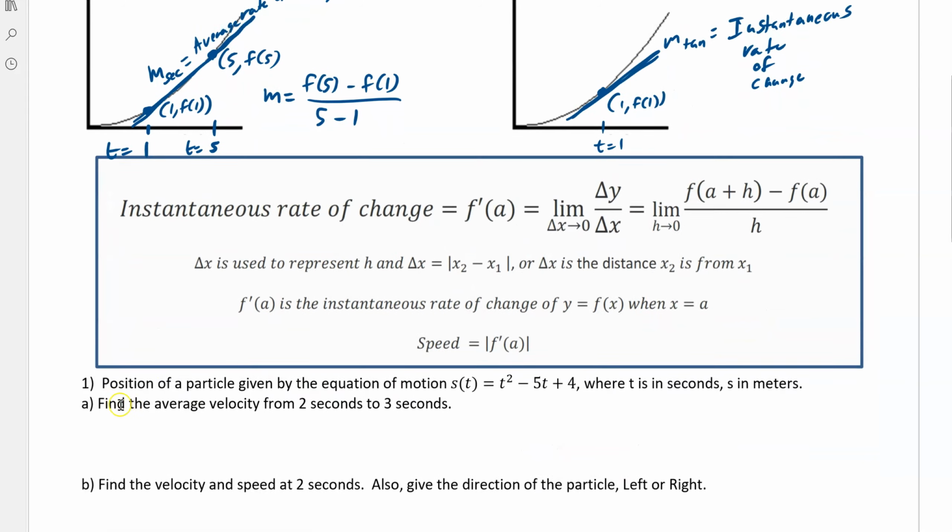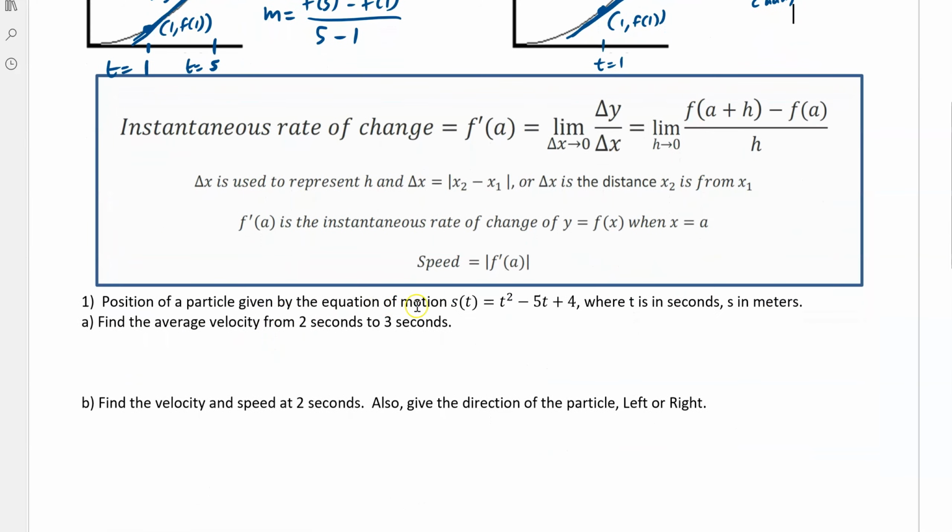So let's try one. The position of a particle is given by the equation of motion s of t equals t squared minus 5t plus 4, where t is in seconds and s is in meters. Those are important because they're going to tell us our units. Find the average velocity from 2 to 3 seconds.